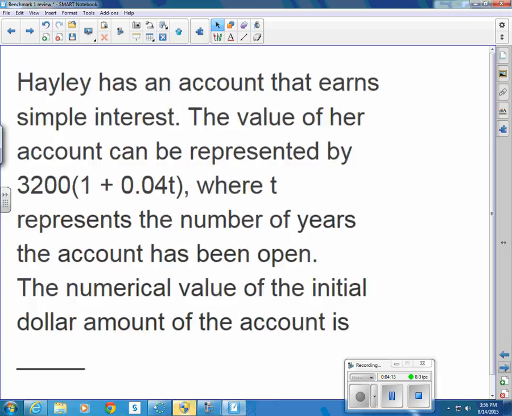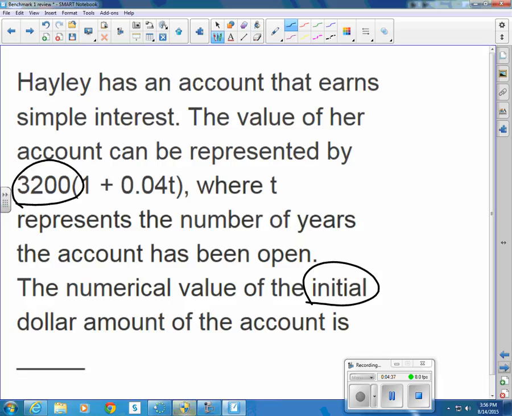Haley has an account that earns simple interest. The value of her account can be represented by 3,200 times 1 plus 0.04t, where t represents the number of years the account has been open. So this would be a simple interest. The numerical value of the initial dollar amount of the account: the initial amount would be 3,200. Now it goes up by 4% every year, but it starts out at 3,200.